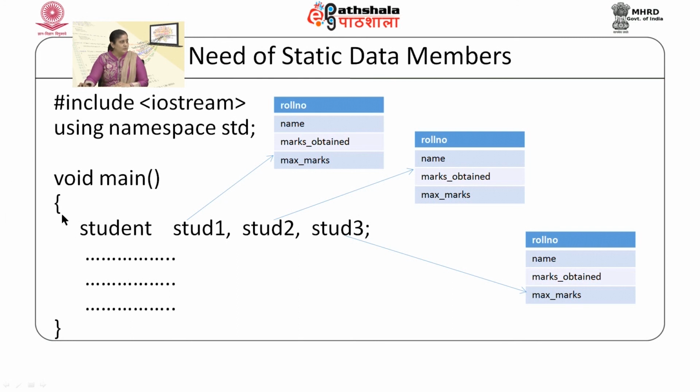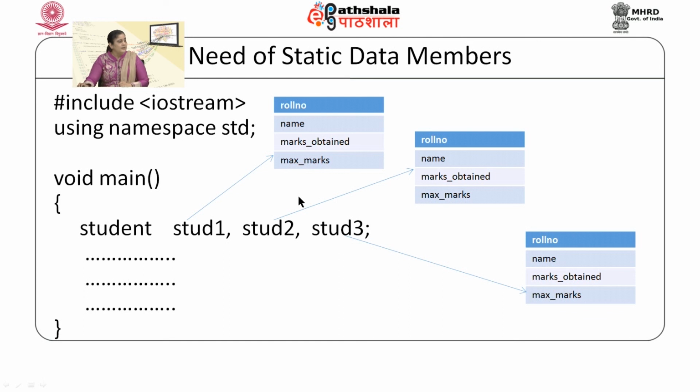When the control comes into this scope, the memory will be allocated for stud1, memory will be allocated for stud2 and memory will be allocated for stud3. Now, how much memory is allocated for an object? The memory allocated for the object is the sum of the memory needed for all its data members. So, now each object will have memory to store roll number, name, marks obtained and maximum marks.